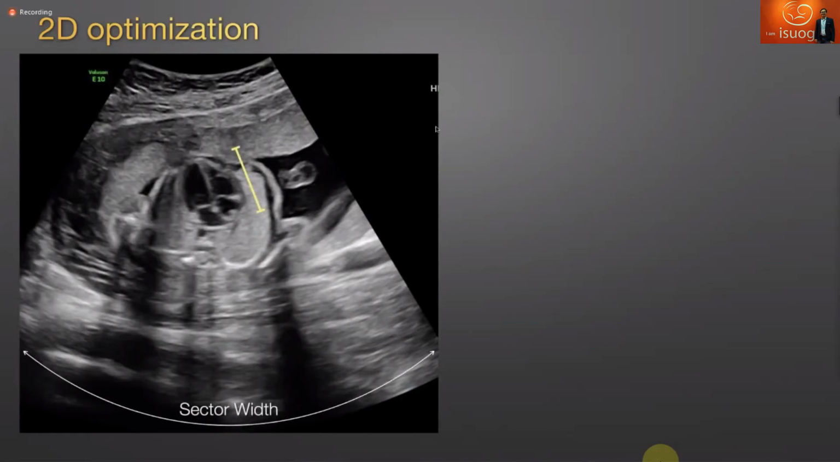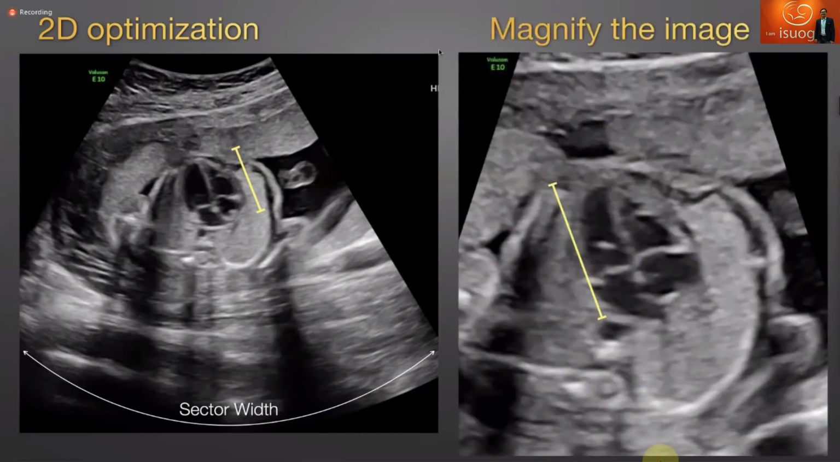So 2D optimization means this is a good image of the four-chamber view, but I prefer to have magnification because the size and the sector are too abnormal. So this is why I magnify the image. And today in my talk, you'll see, I hope, only good images, and the secret of this is that magnified and clear image. So this is why you should work on having a good picture.